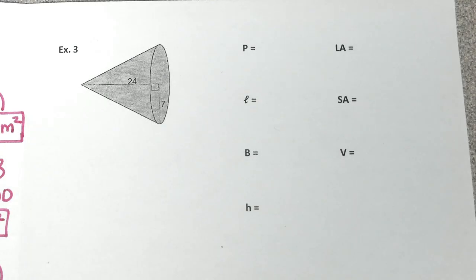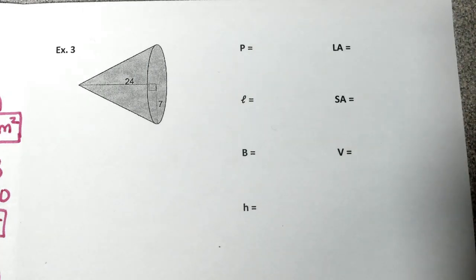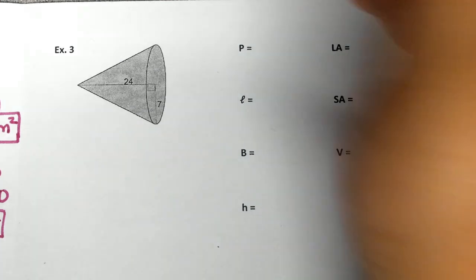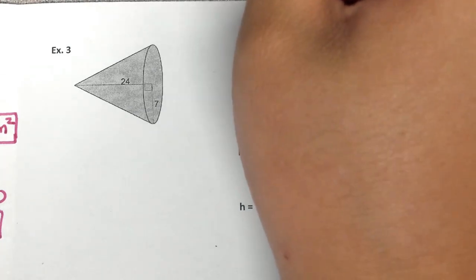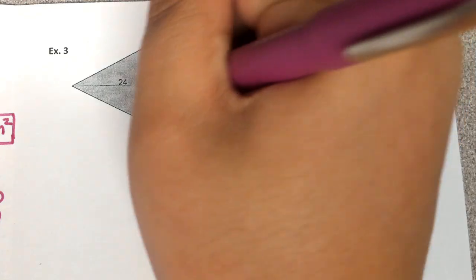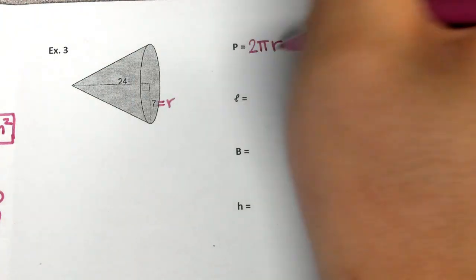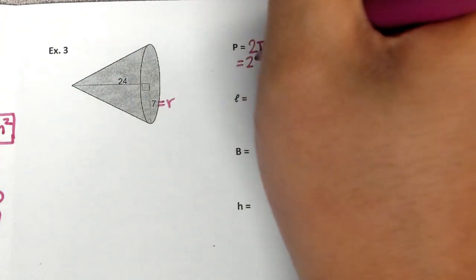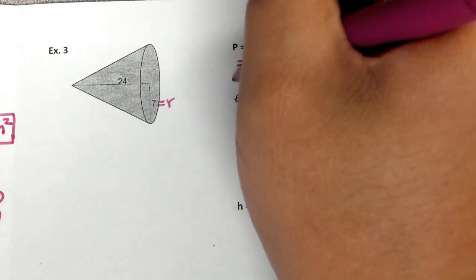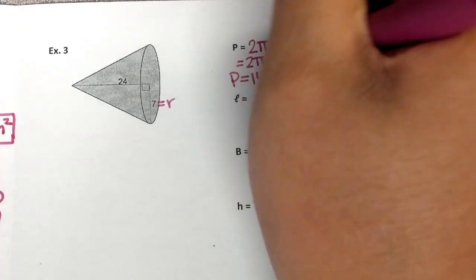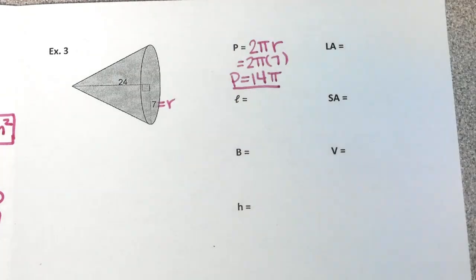All right. Perimeter. What's my base here? What's the formula for perimeter? It's 2 pi r. What's the R here? 7. So P equals 14 pi. This doesn't have units, so we can just leave it like that.